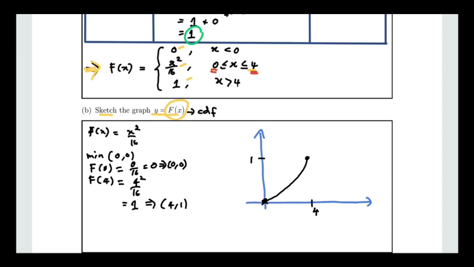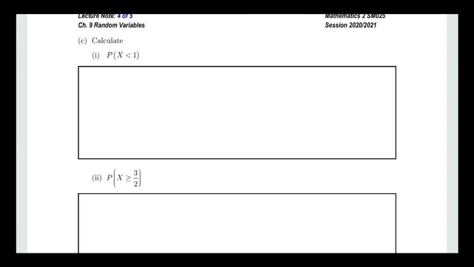Okay, we have settled the quadratic, and then we proceed with the constant, Fx equals 1. This is the constant function for x greater than 4. So we sketch from 4 and onwards, continuously going to the right side. And make sure you label the axes. This is the x, and this is the capital F. So we have done the sketching for the CDF.